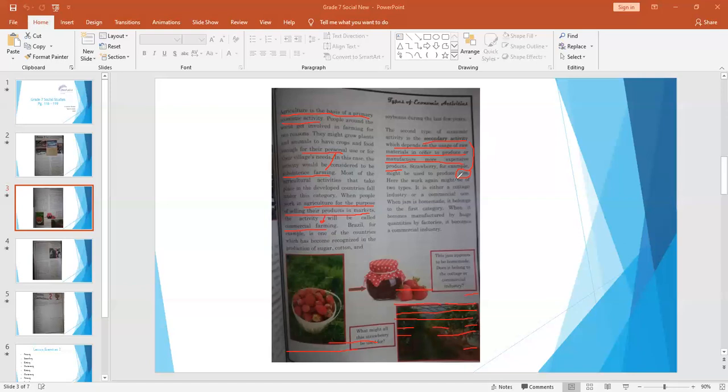Here, the work again might be of two types. Don't want you to focus too much on this, but just listen. It is either a cottage industry or a commercial one. Now, when jam is homemade, it belongs to the first category, which is the cottage industry. But when it becomes manufactured and we make the strawberry jam in huge quantities, quantities here means amounts, by factories, it becomes a commercial industry because then we are making a profit. The same as commercial farming. Let's move on.